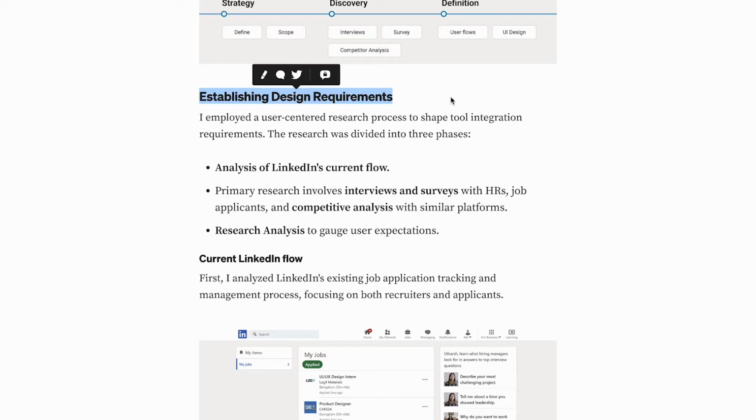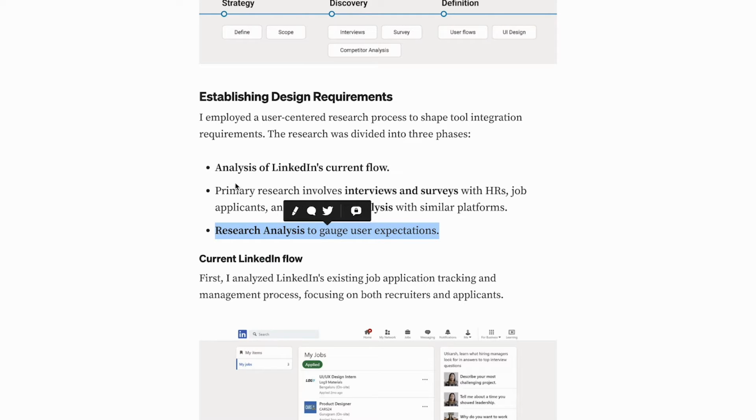So next is establishing design requirements. I employed a user-centered research process to shape tool integration requirements. The research was divided into 3 phases. Okay, analysis of LinkedIn's current flow. Now the problem here is you're saying analysis of LinkedIn's current flow. Which flow? LinkedIn probably has like hundreds of flows. Which flow are you talking about? That is clearly missing. Then primary research involves interviews and surveys with HRs, job applicants, and competitive analysis of simpler platforms. All right. And research analysis to gauge user expectations. I have no idea what this means. So I'm going to ignore that.